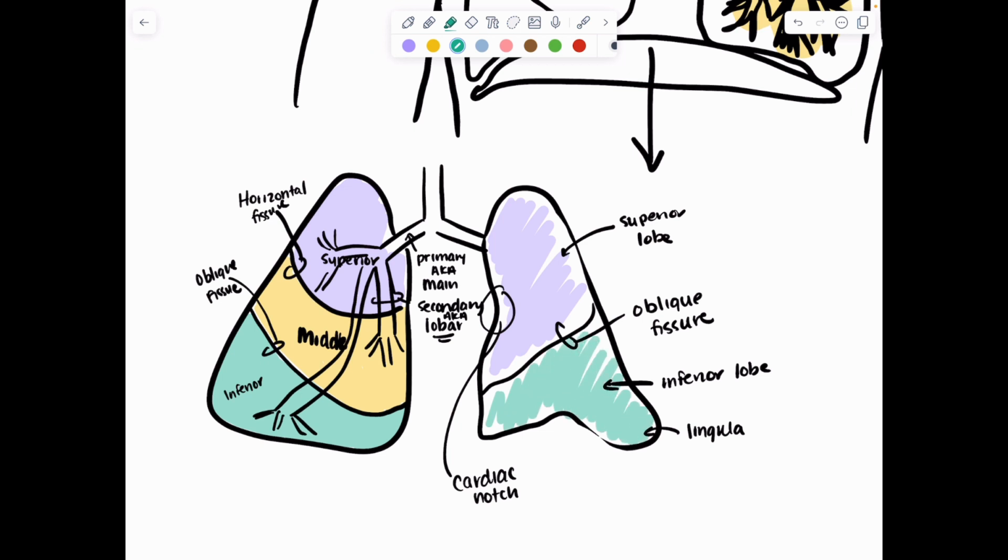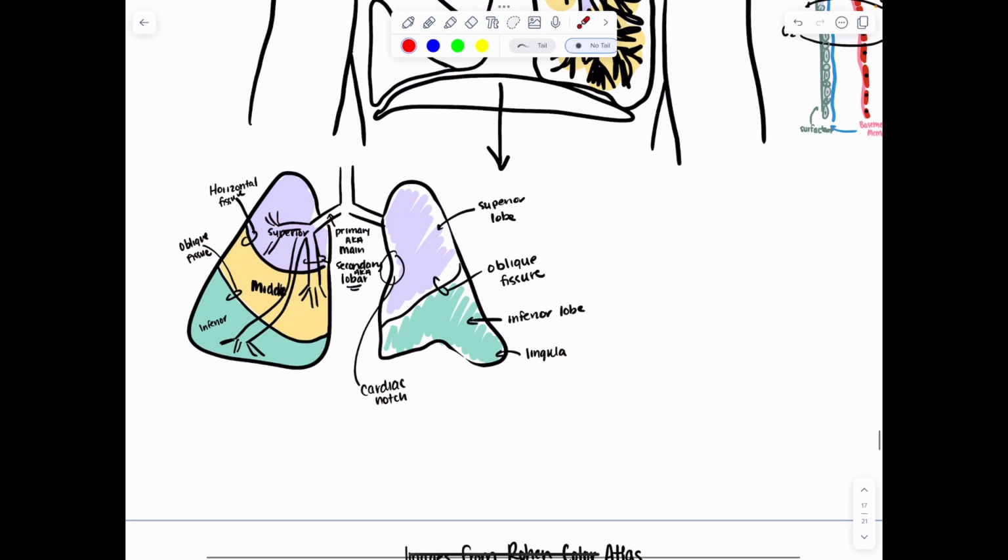And on this side, here's a common question. How many lobar bronchi do I have in my right lung? 1, 2, 3, because there's 3 lobes. How many lobar bronchi do I have in my left lung? 1, 2, because there's 2 lobes. How many primary do I have in my right? 1. How many primary do I have in my left? 1.